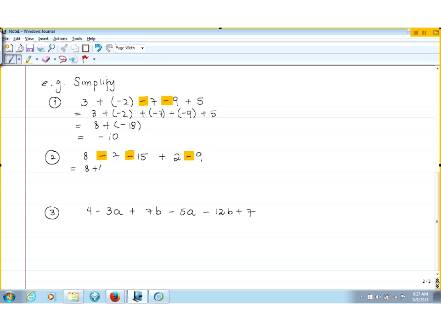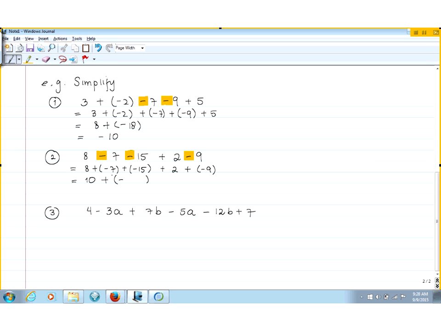So what is this? 8 plus -7 plus -15 plus 2 plus -9. Okay, good. Now let's add all the positives. Which ones are all the positives? 8 plus 2, it is 10. Now let's add all the negatives.